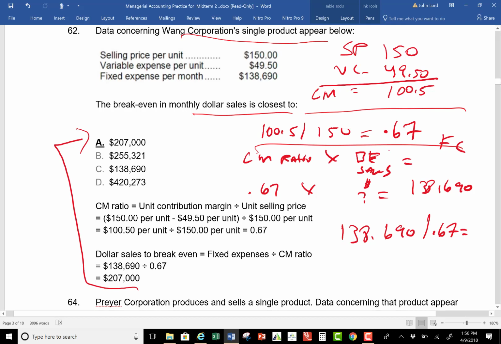0.67 times the unknown here, break-even sales dollars. Divide each side by 0.67, divide your fixed cost by your contribution margin ratio, and that's going to give you the break-even sales in dollars, right? Break-even sales in dollars, contribution margin ratio. Break-even sales in units, contribution margin per unit, right? That's it.